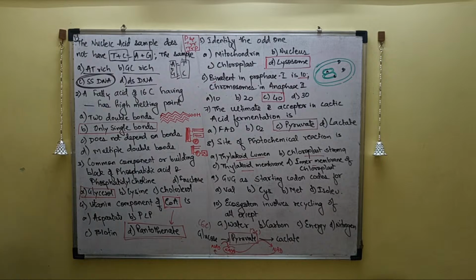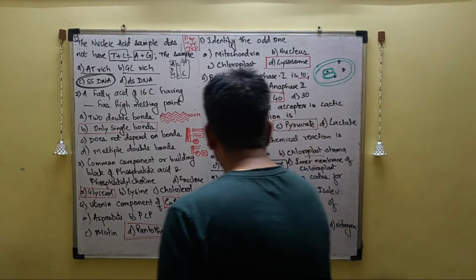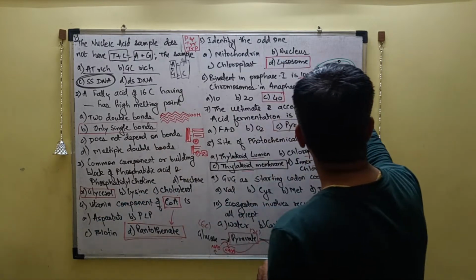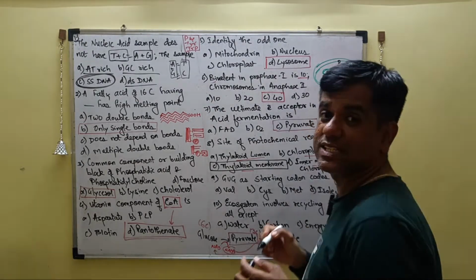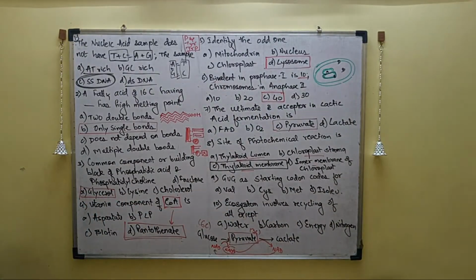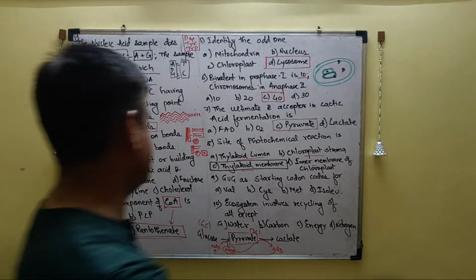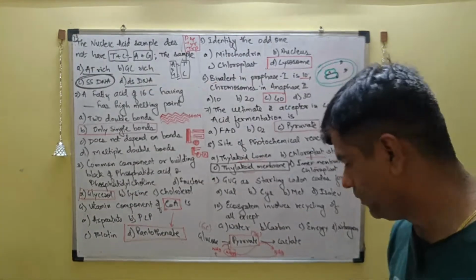Yes, Priyanka, it is C. Yes, it is in the thylakoid membrane. So remember, all of this light reaction is taking place in the thylakoid membrane. Thylakoid membrane is the site for the light reaction. Great. So what is the site of the light reaction? Thylakoid membrane.